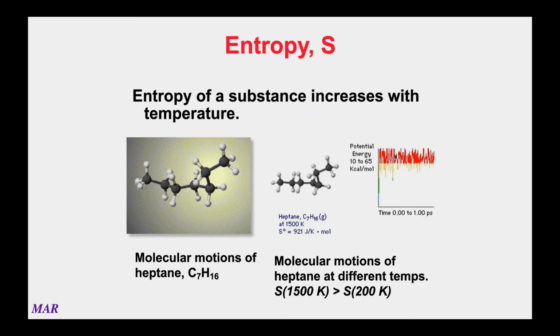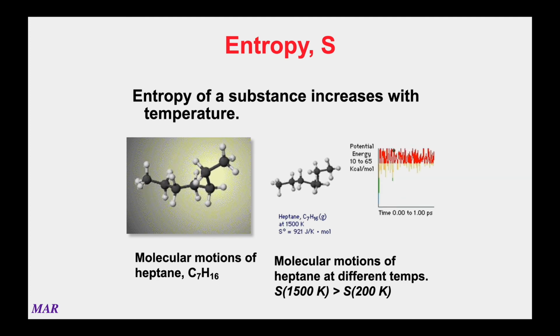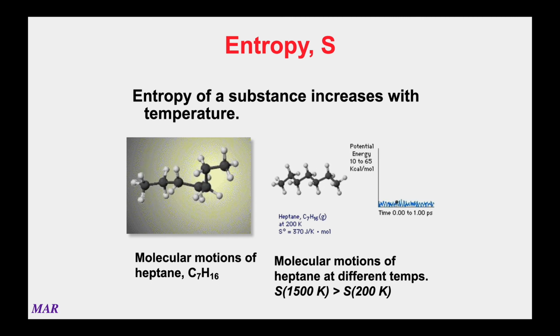Heptane at 1500 Kelvin has significantly greater molecular motion than it does at 200 Kelvin. The substance has greater entropy at 1500 Kelvin than at 200 Kelvin. Compounds' entropy is affected by temperature. And if you look at the units of entropy, they're always joules per mole Kelvin. Entropy is absolutely affected by temperature. So in this example, you have heptane at a lower temperature and a higher temperature. At the lower temperature, you have lower entropy. At the higher temperature, you have higher entropy. And that's very common for all substances.